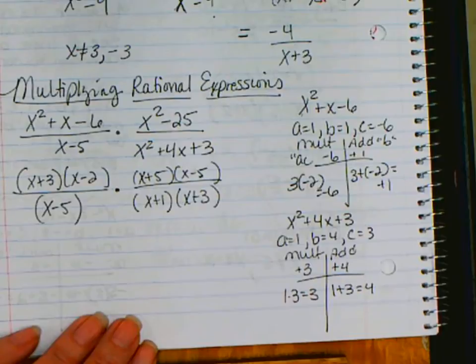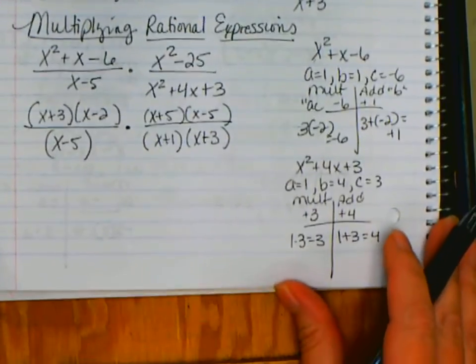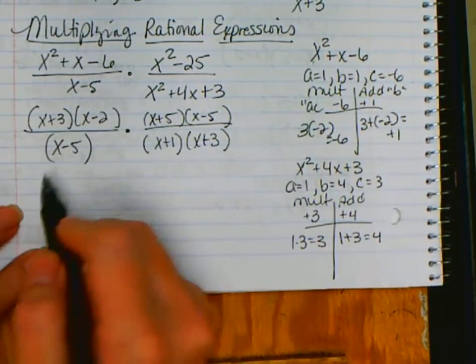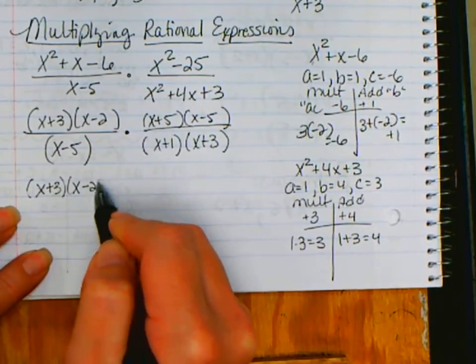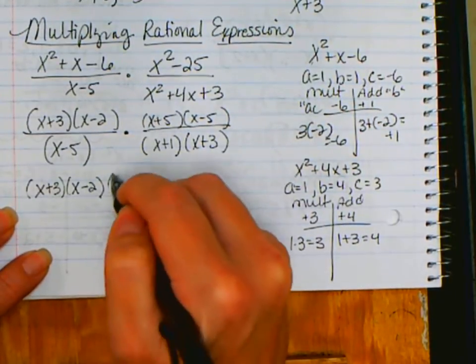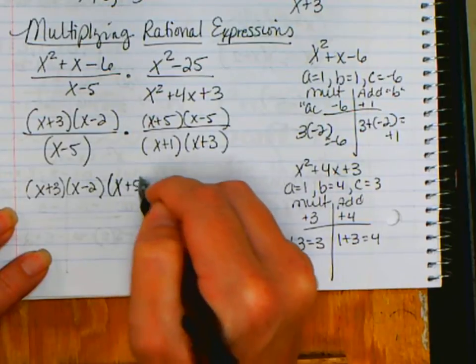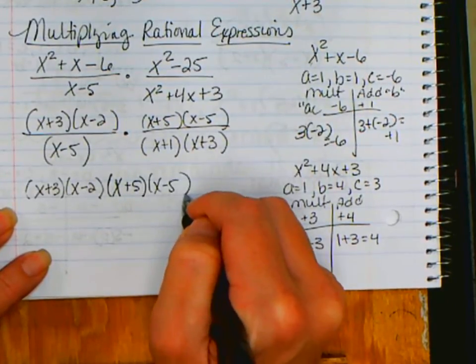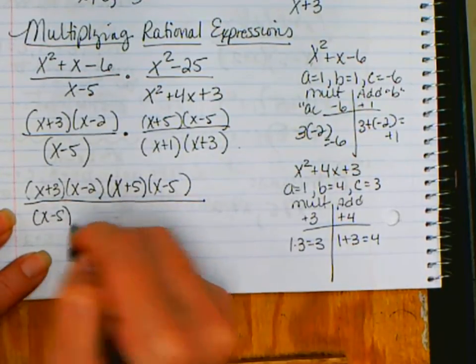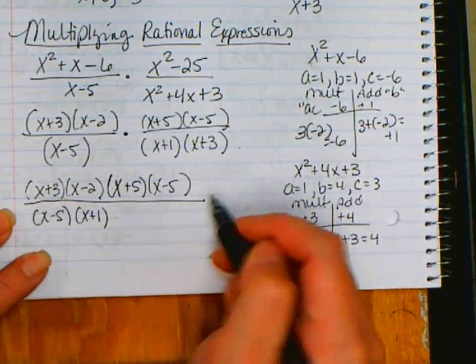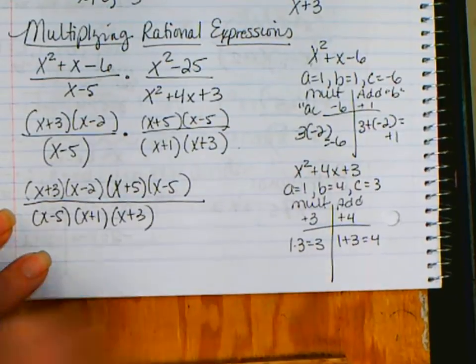Now, in my homework, I wouldn't do this next step, but I want to show you why we do what we do. Remember, when you multiply fractions, you do numerator times numerator. So technically, we're multiplying x plus 3 times x minus 2 times x plus 5 times x minus 5, right? All over denominator times denominator. X minus 5 times x plus 1 times x plus 3.